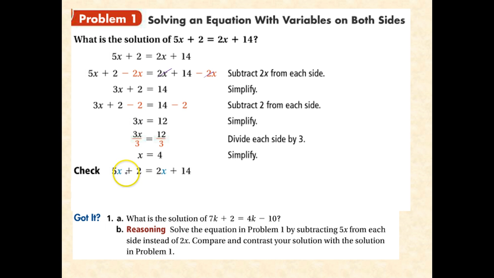And then you can always check your solution just to make sure you're doing it right. Substitute your solution in for the variable. 5 times 4 is 20. 20 plus 2 is 22. 2 times 4 is 8. And 8 plus 14 is 22.